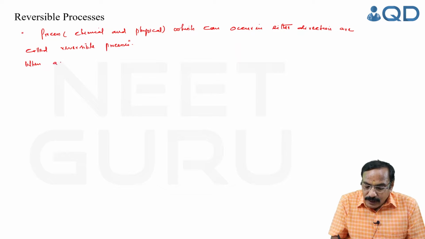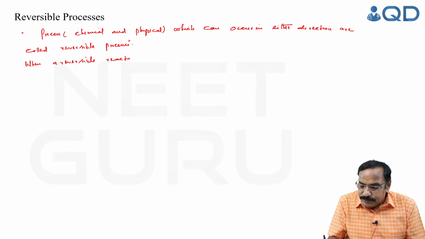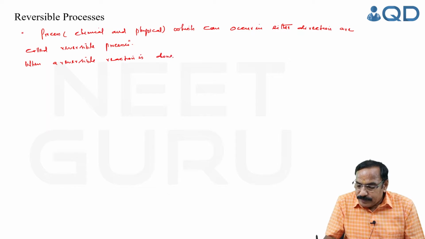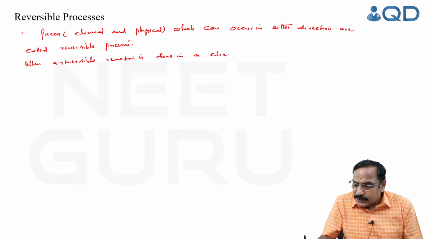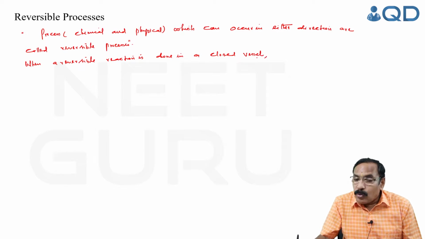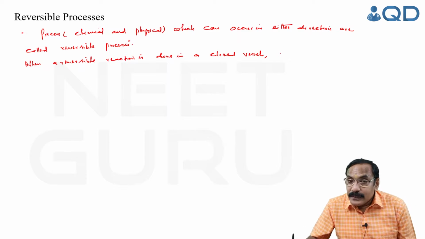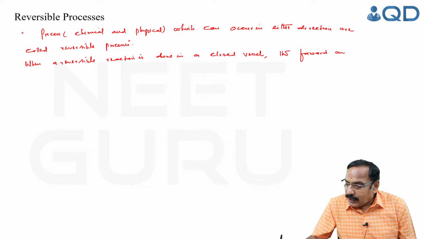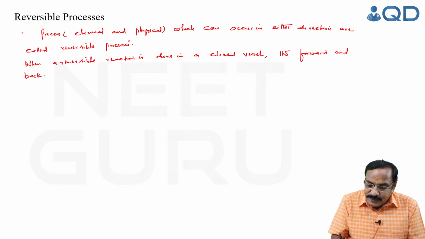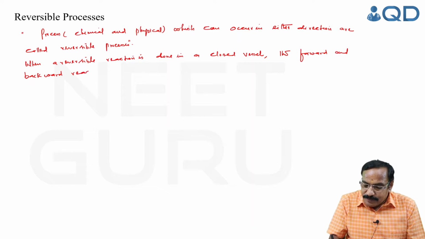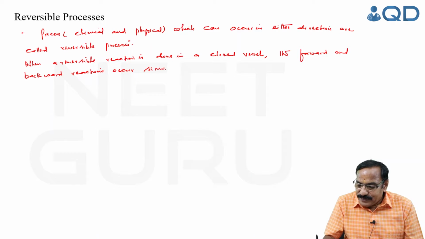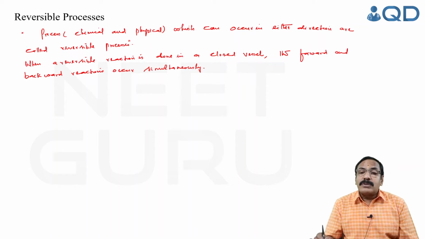When a reversible reaction is done in a closed vessel, the forward and backward reactions occur simultaneously. So, equilibrium is possible when the reaction is done in a closed vessel.